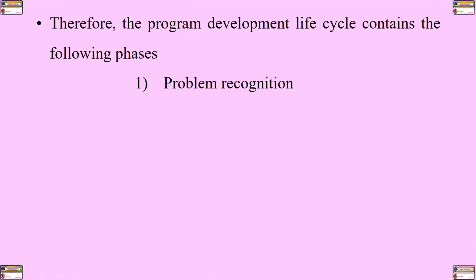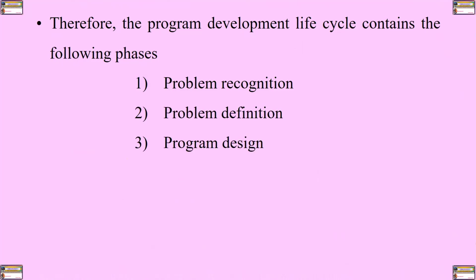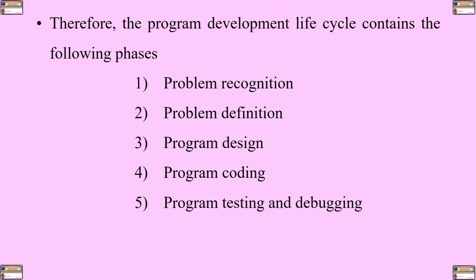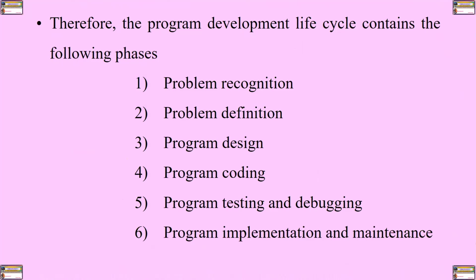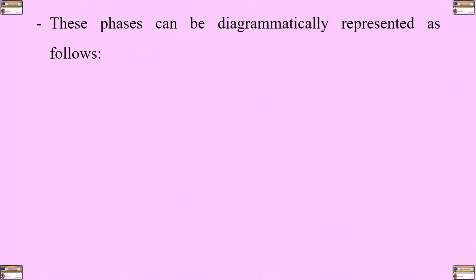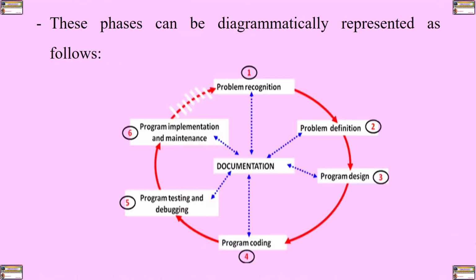Number one is problem recognition. Number two is problem definition. Number three is program design. Number four is program coding. Number five is program testing and debugging. Number six is program implementation and maintenance. Number seven is program documentation. The phases can be diagrammatically presented as follows.